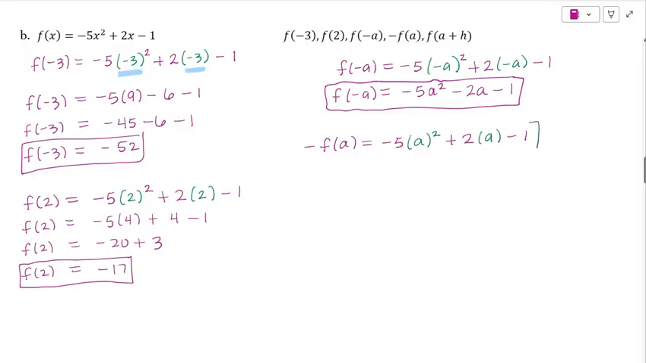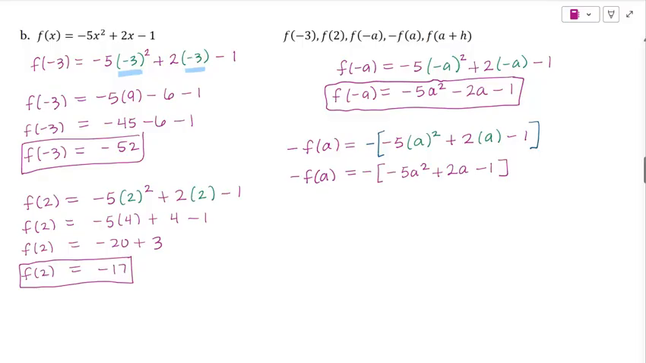But the entire quantity has a negative sign in front of it. Let me move this over here. All right, let's see. I'm going to leave the negative sign on the outside for a minute. I'm going to have negative 5a squared plus 2a minus 1.